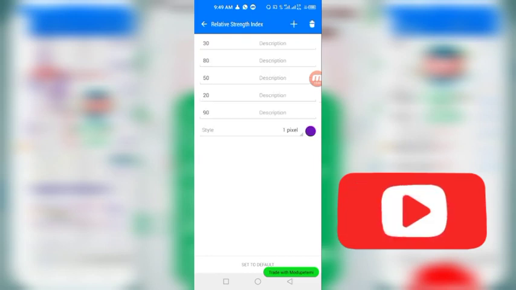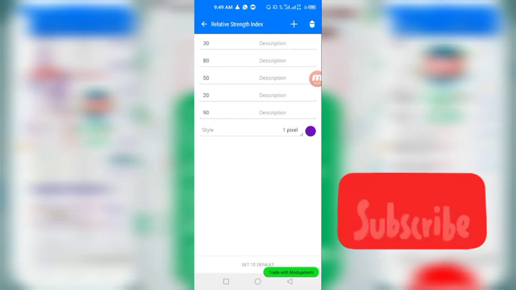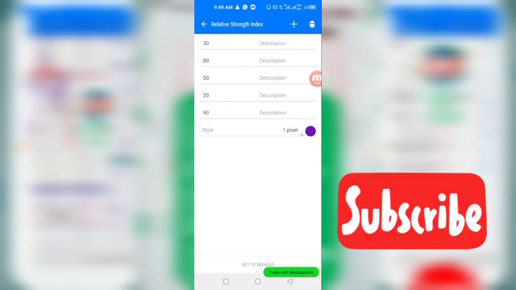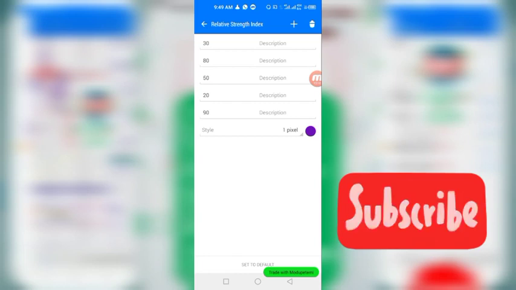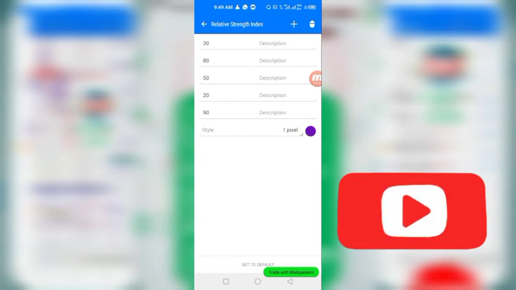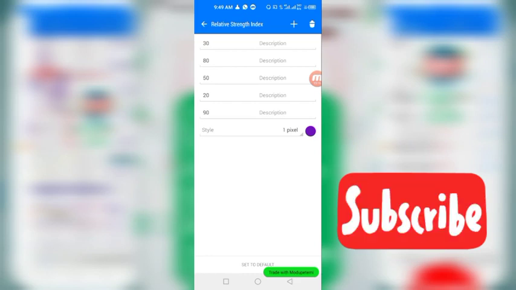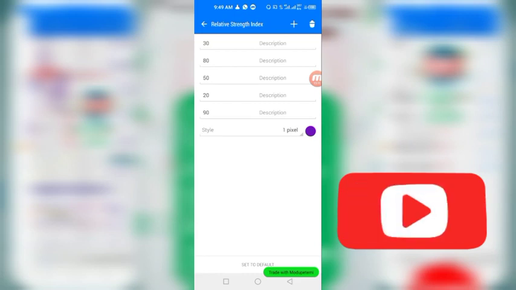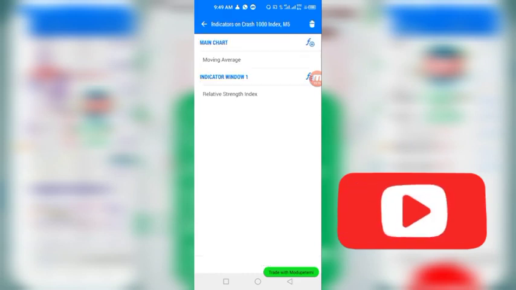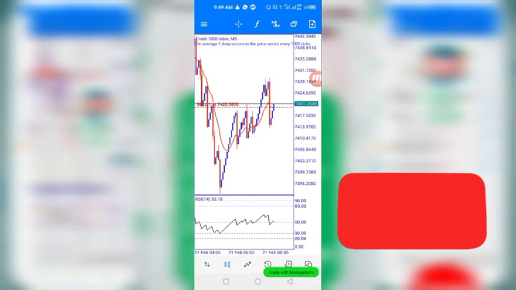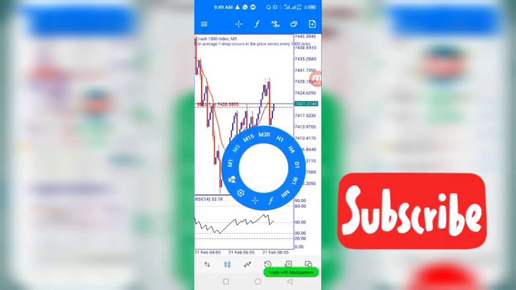The levels will have these five levels: 30, 80, 50, 20, and 90. But basically, the ones you actually need are just the 80 level, the 50 level, and the 20 level. As for the 30 and the 90, they are the advanced or extraordinary levels that, in a worst case scenario, you have it like that.